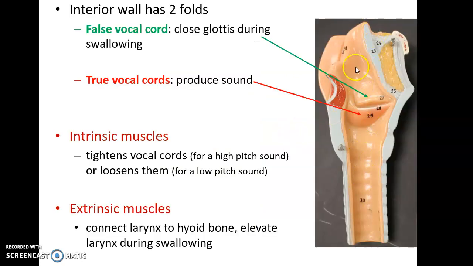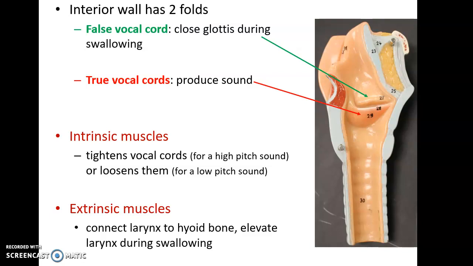Here is a mid-sagittal section of the larynx model. We can see there's these two folds. The superior fold is the false vocal cord. The false vocal cord closes the glottis when swallowing. And below that, inferior to that, is the true vocal cord. The true vocal cord is the cord that produces sound. So we have a pair of false vocal cords and a pair of true vocal cords.